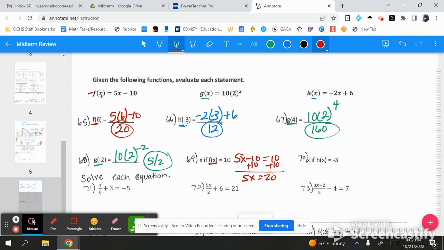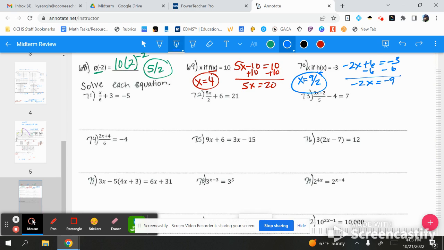5x will equal 20, which gives me x to equal 4. See this one, I'm using h again, and the h equation is going to be set equal to negative 3. So negative 2x plus 6 is going to equal negative 3. Subtract 6 from each side. Negative 2x is equal to negative 9, which gives me x is equal to 9 halves, or if you're turning this into a decimal, 4.5.